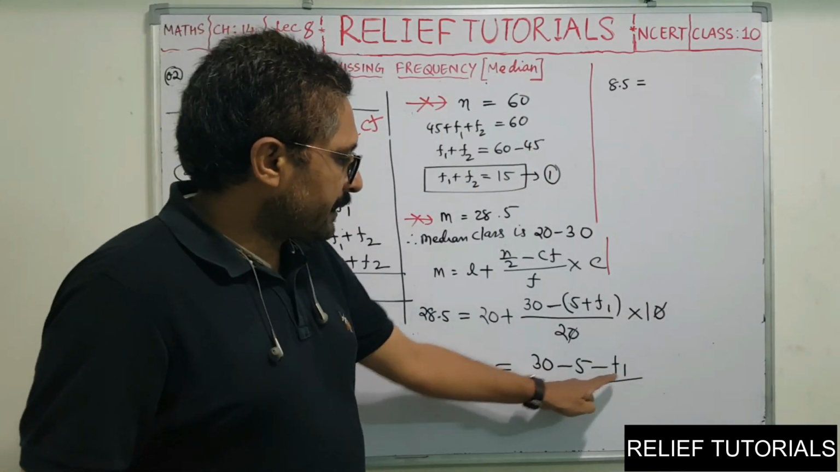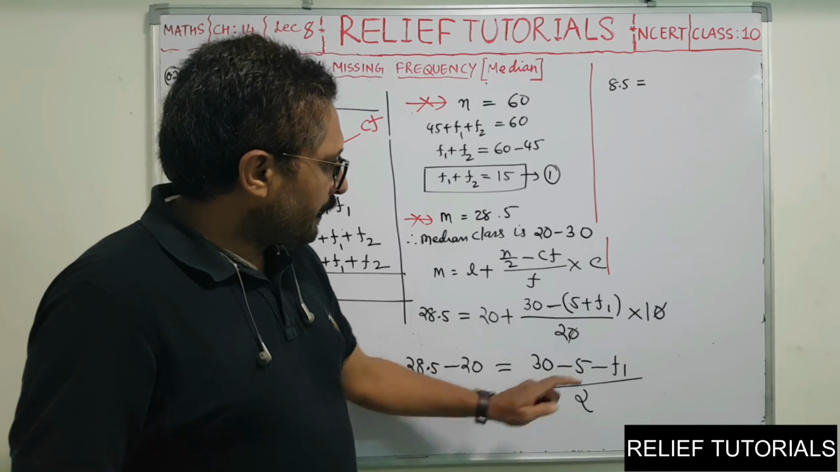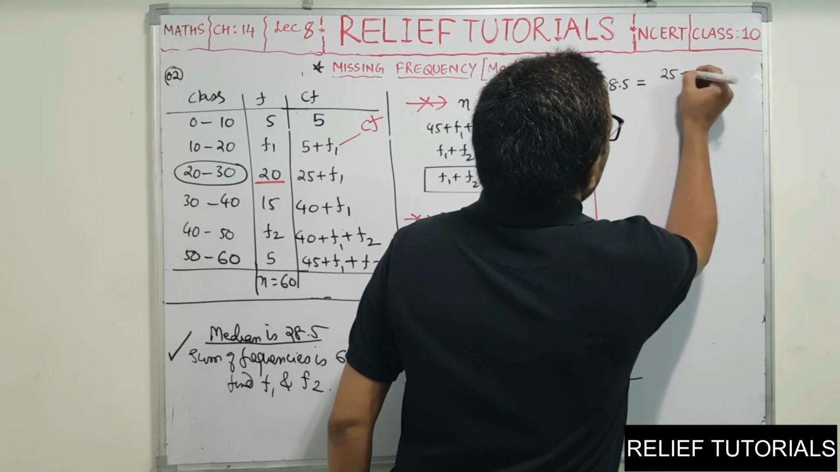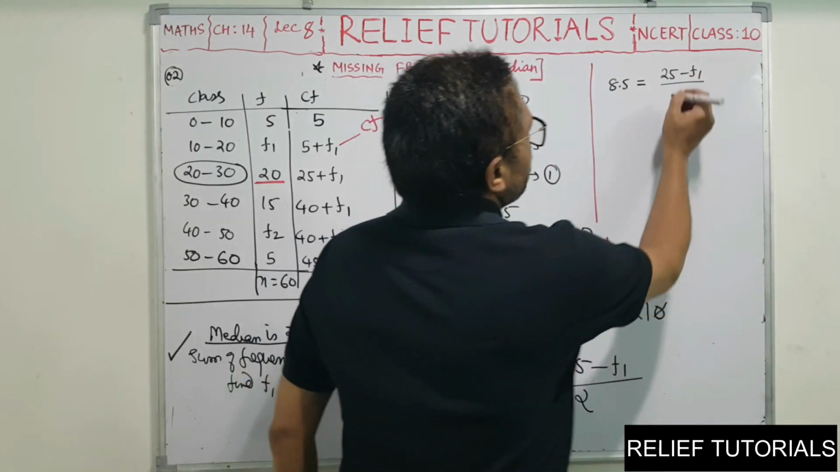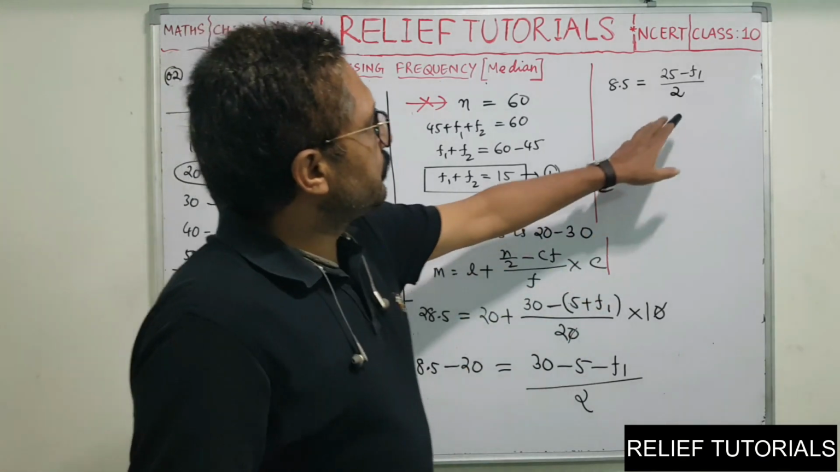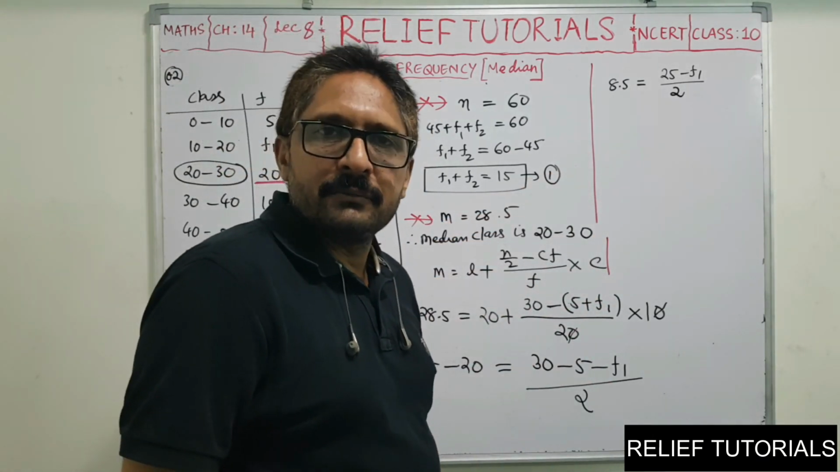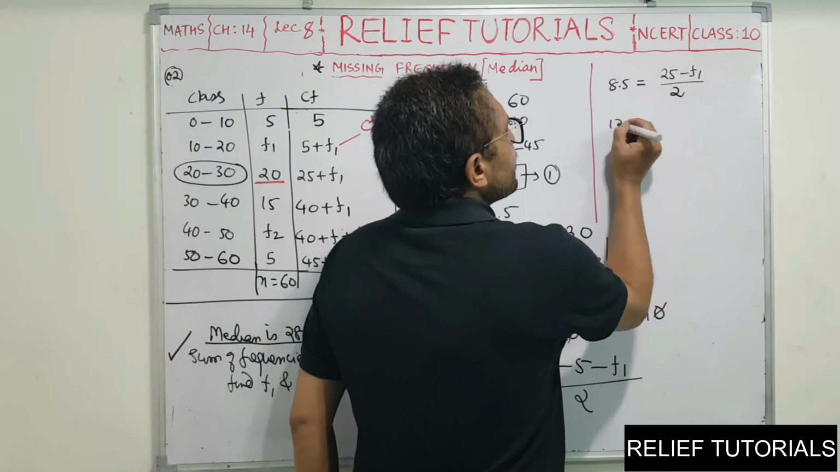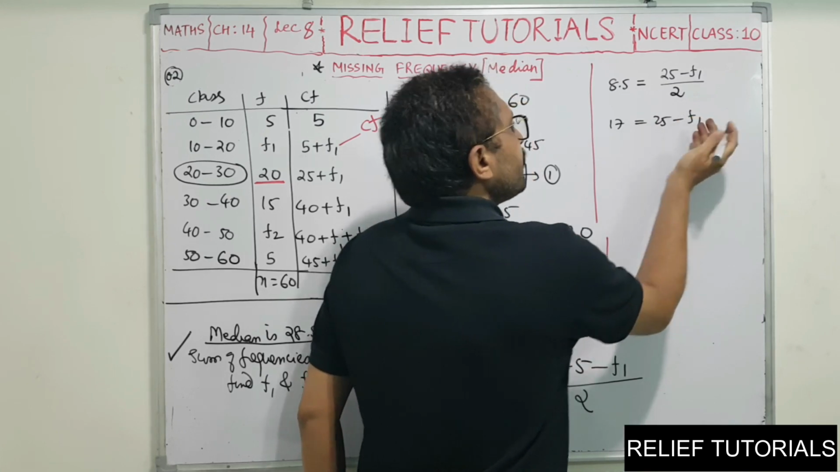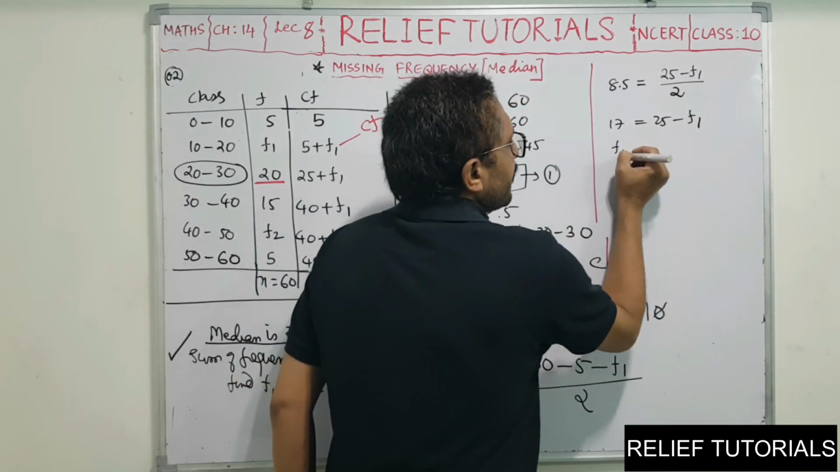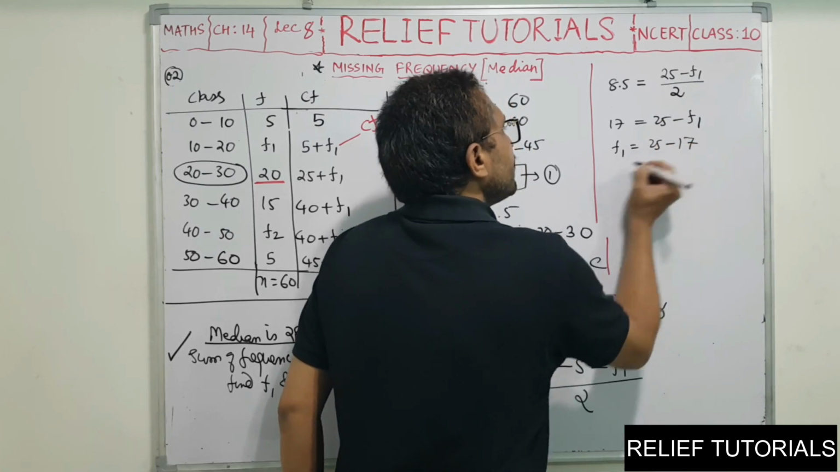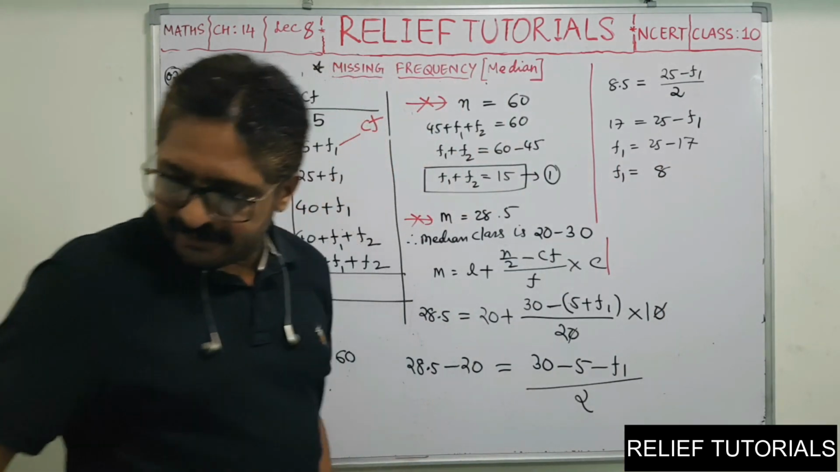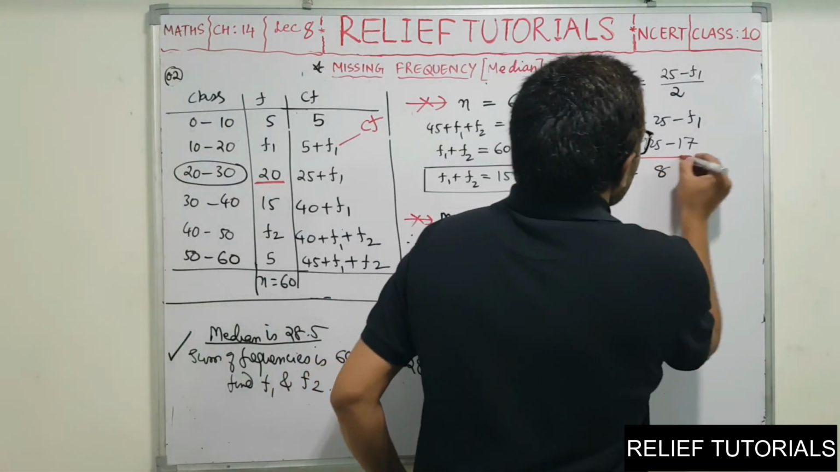Now 30 minus 5 minus F1. So 30 minus 5 is 25 minus F1, upon 2. Now the 2 will go here: 8.5 into 2. 8 twos are 16, so 17 is equal to 25 minus F1. Minus F1 will come here, so you will get F1 equal to 25 minus 17. So F1 is equal to 8. So in this way we got F1. F1 is 8.